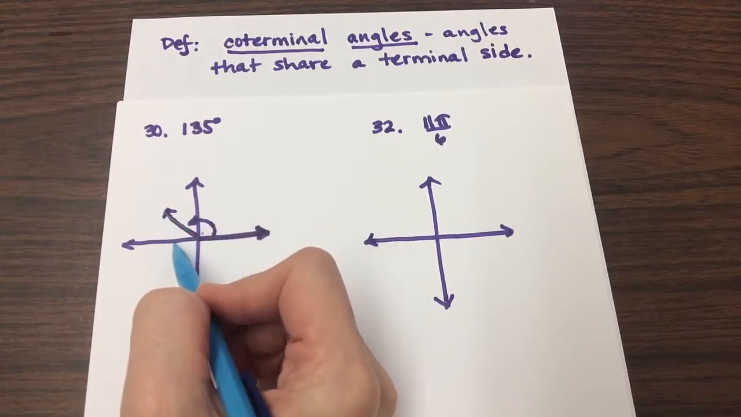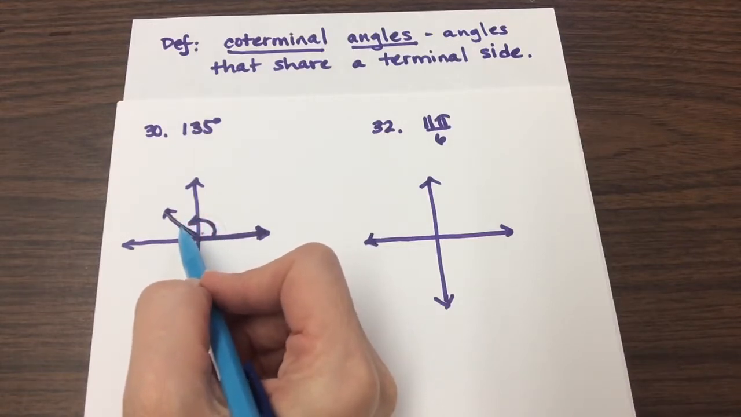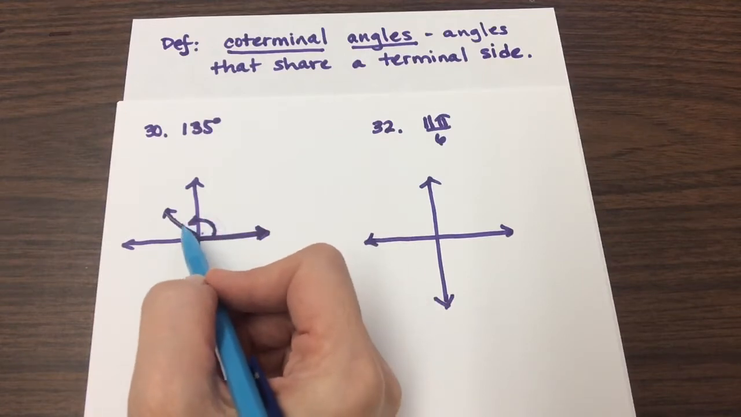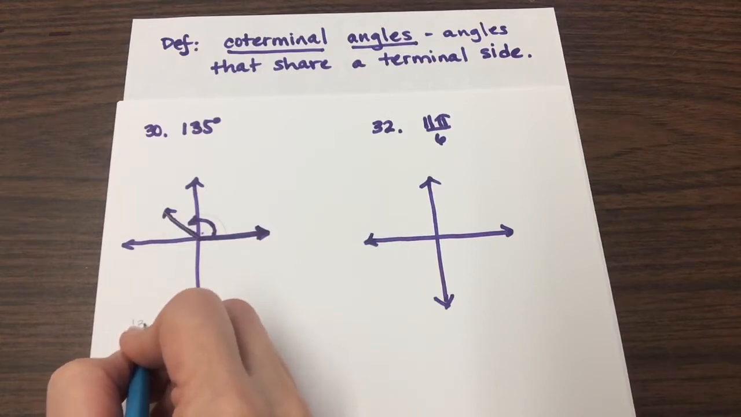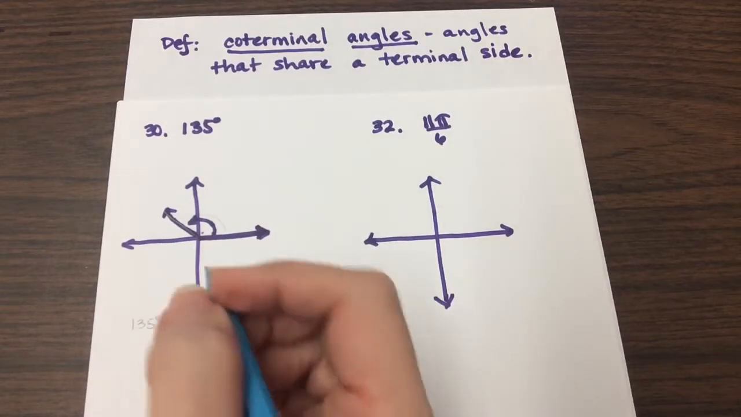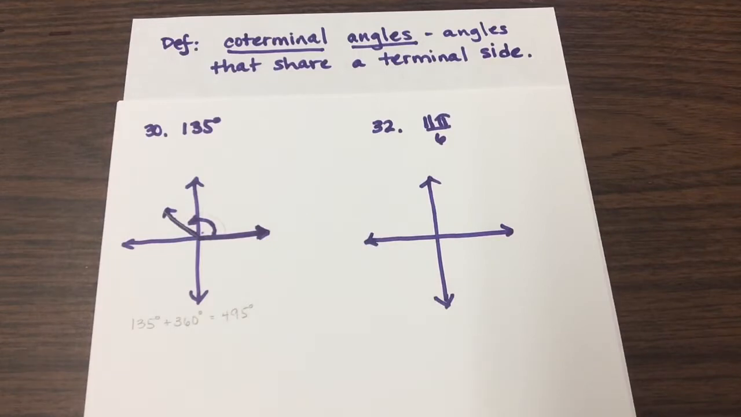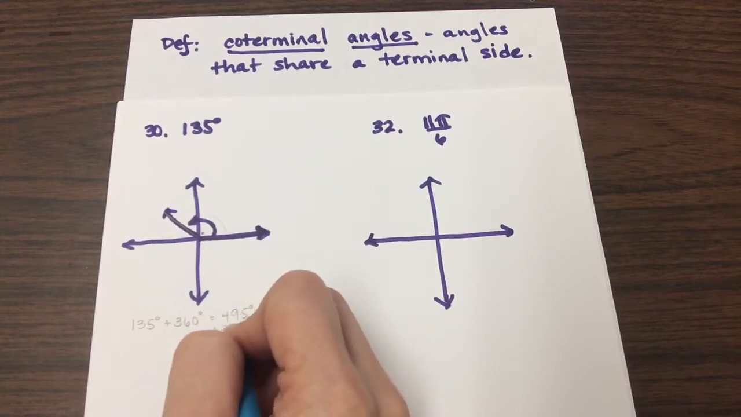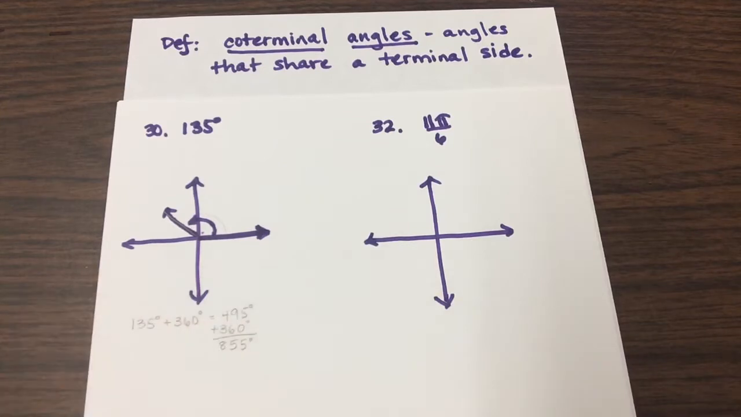Well, if I keep going in the positive direction until I get back there, what have I done? I've gone exactly one rotation, which means to find a positive coterminal angle, all I need to do is add 360 degrees to 135. And that gives me one positive coterminal angle. If I need another one, I'm just going to add 360 again. And that gives me another positive coterminal angle.